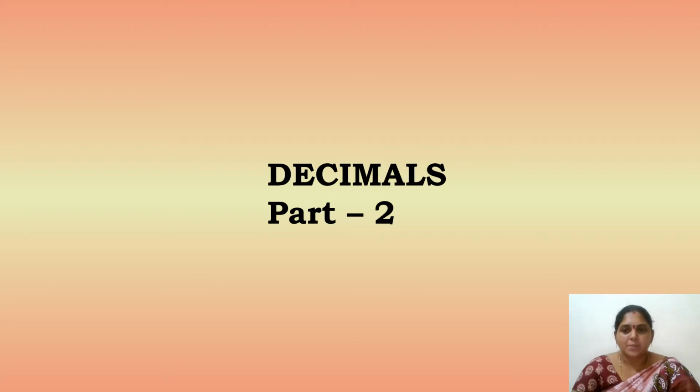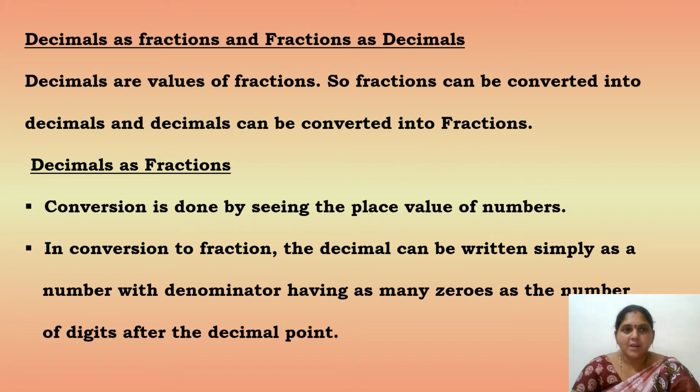Now, in this topic, our decimals part 2, we are going to learn which is the greater decimal and how to compare the decimals, how to add the decimals and how to subtract the decimals. Now here we are going to see decimals as fractions and fractions as decimals. Means we are converting decimal numbers into fraction numbers and in the same way fraction numbers into decimal numbers. Fraction numbers means having numerator and denominator. Decimal numbers means having a point in between the numbers.